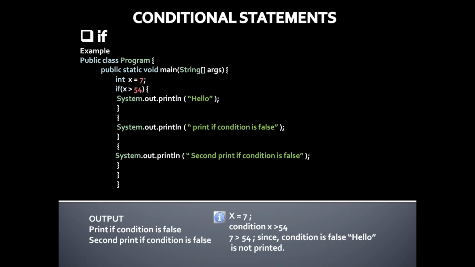Let's see the example. As x is equal to 7 and condition is x greater than 54, 7 is not greater than 54. Since condition is false, hello statement is not printed. Output of the code is print if condition is false. Second, print if condition is false.